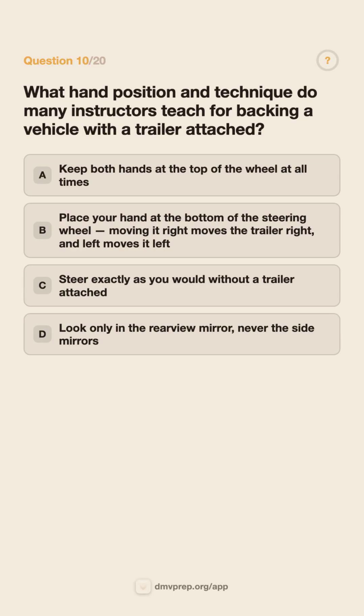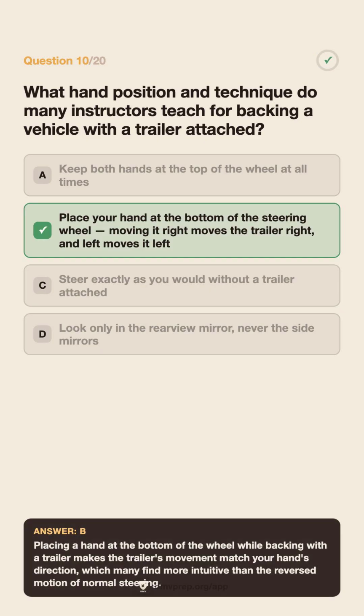Question 10. What hand position and technique do many instructors teach for backing a vehicle with a trailer attached? A. Keep both hands at the top of the wheel at all times. B. Place your hand at the bottom of the steering wheel. Moving it right moves the trailer right and left moves it left. C. Steer exactly as you would without a trailer attached. D. Look only in the rearview mirror, never the side mirrors. The correct answer is B. Placing a hand at the bottom of the wheel while backing with a trailer makes the trailer's movement match your hand's direction, which many find more intuitive than the reversed motion of normal steering.